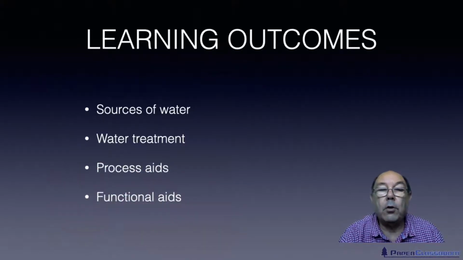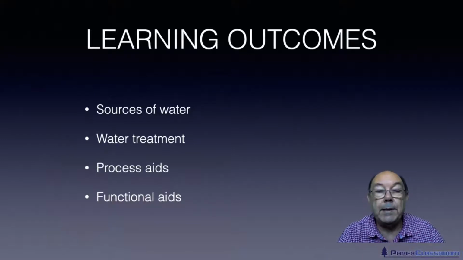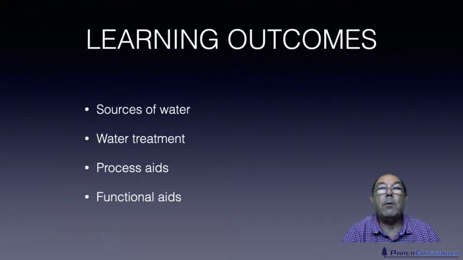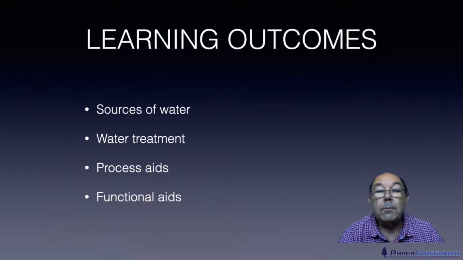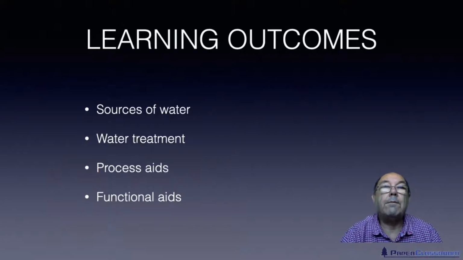And then we also need to know about functional aids. Now these things were put in because the customer has specified something specific. They may have said, I want a red piece of paper, so we need to put a dye in. Turns it red. They may want a water repellent piece of paper. We put a sizing agent in. They may want a paper that's strong when it gets wet, like a tea bag. So we put a wet strength agent in. So all these are functional aids.